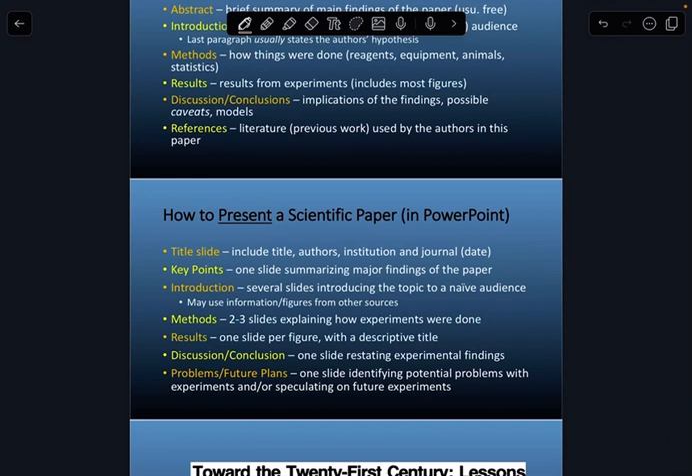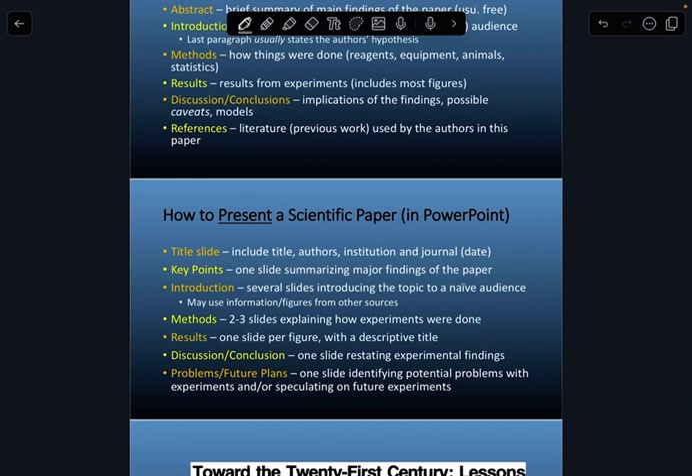Then I think one slide summarizing the key points of the paper. So remember the old saw: if you're going to present something, you tell them what you're going to tell them, you tell them, and then you tell them what you told them. You're repeating things 3 times. The first thing is the key points. You're already telling them this is what the author's main points are.